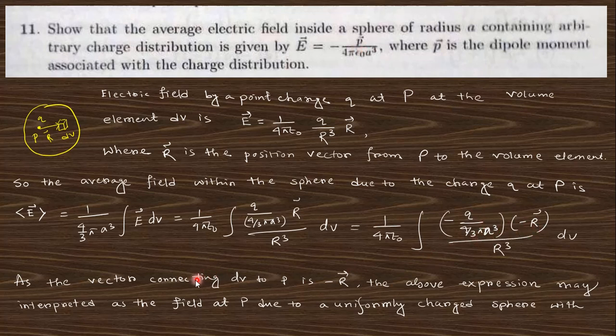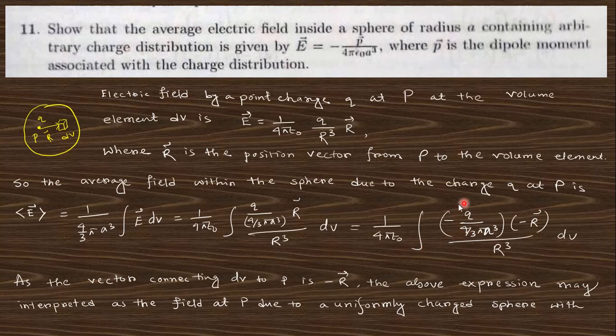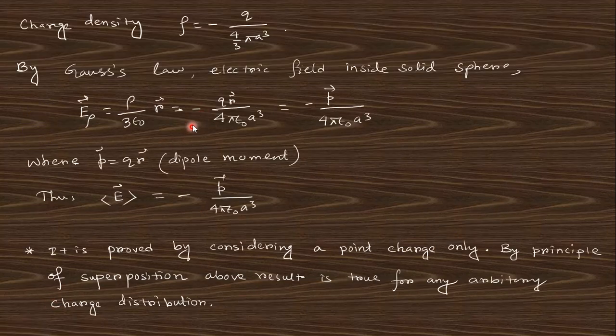Taking the minus 1, here you can see that the vector containing P is minus R above the expression. So here you can see this is a charge density. By Gauss's law, you know the electric field at the inside point is like that. If you put in this charge density and compare, you will get the electric field inside. So this average electric field will be like that.